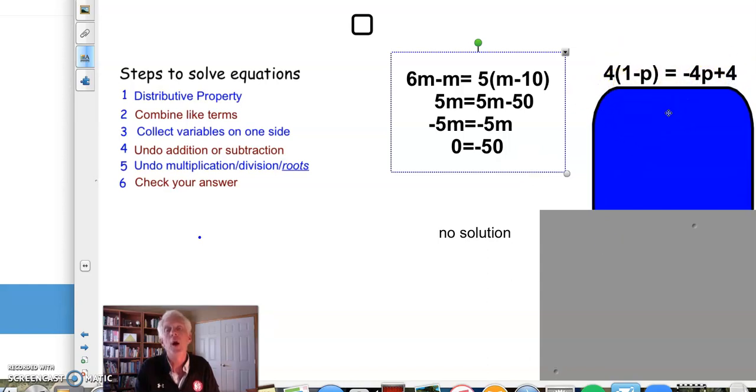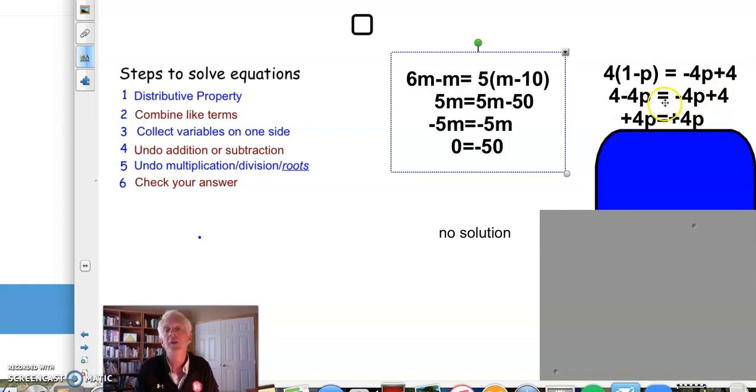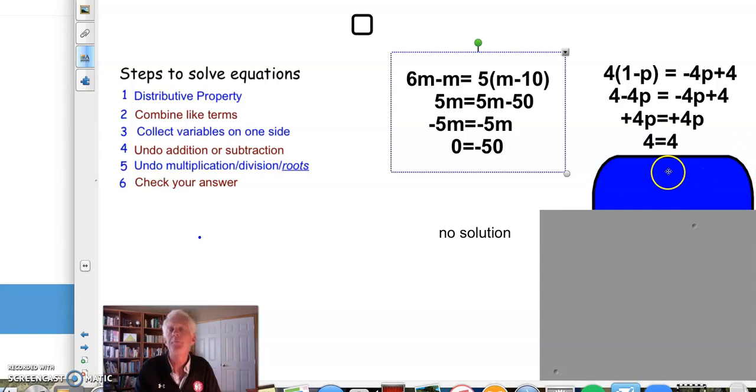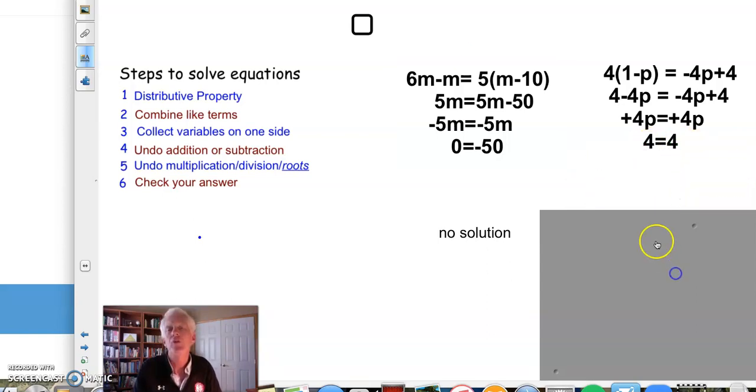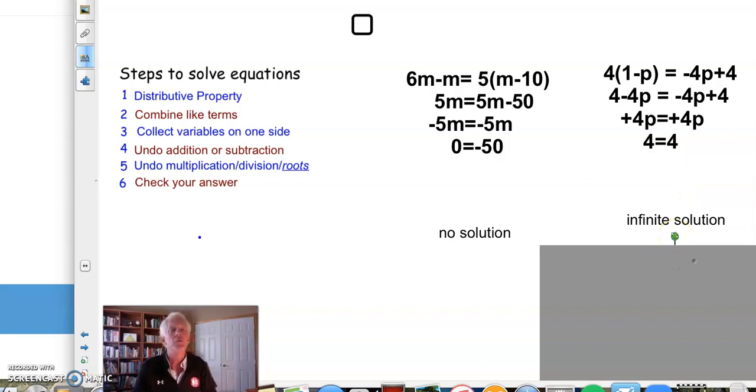And the flip side of that is a problem like this. I'll do the distributive property. I end up with 4 minus 4p equals minus 4p plus 4. I add 4p to both sides because I'm moving my variables to the same side. I get 4 equals 4. 4 equals 4? Yes, it does. This means if you trust your steps and check them, if you end up with 2 numbers equaling each other, you have an infinite solution. Any series of numbers will work for that.